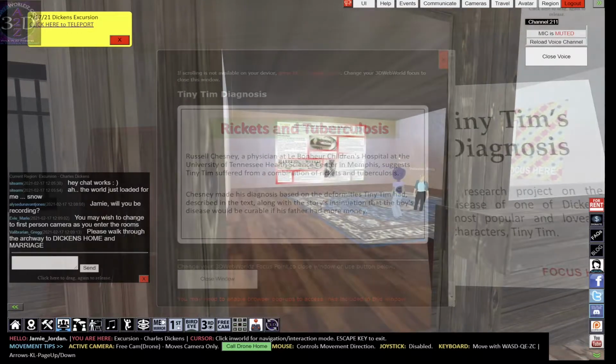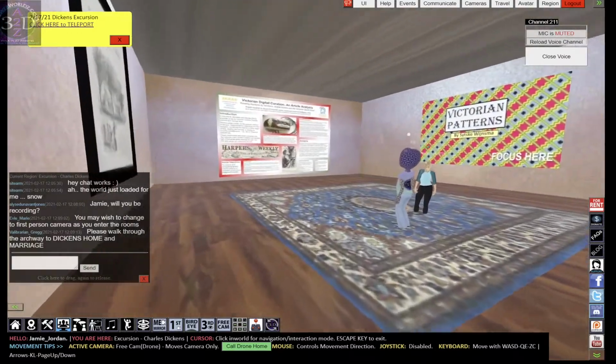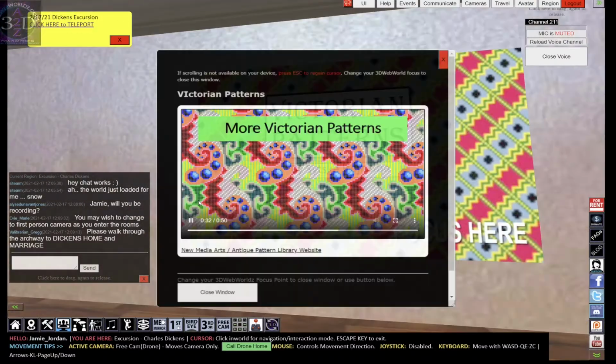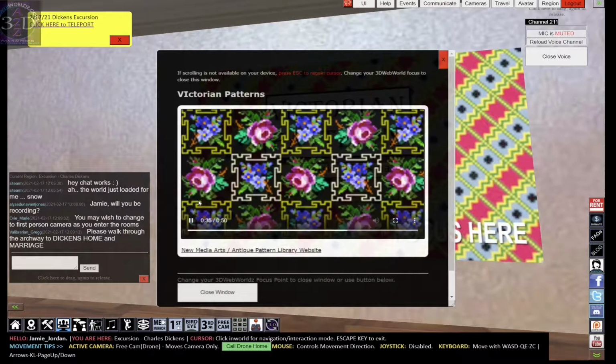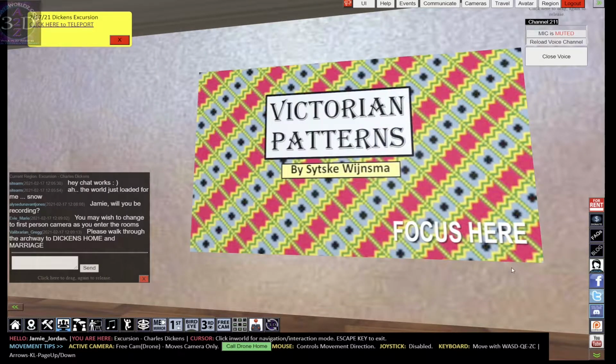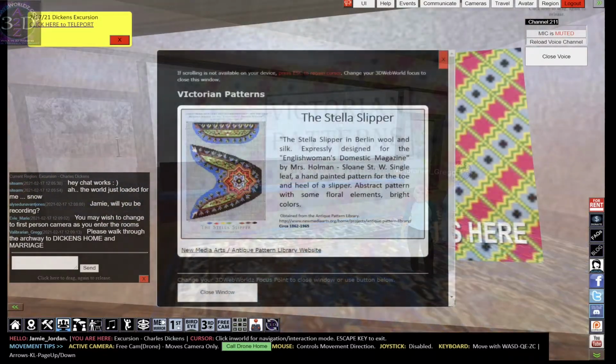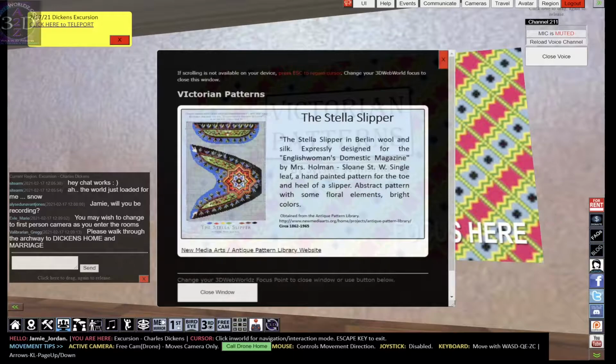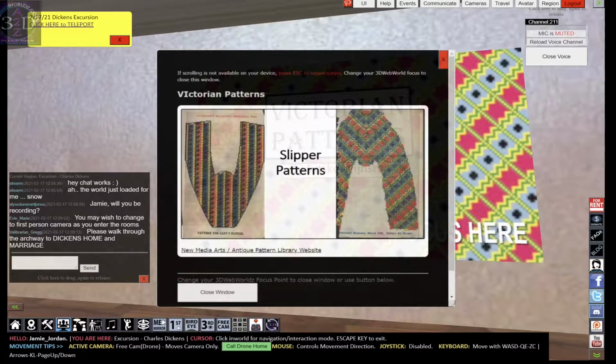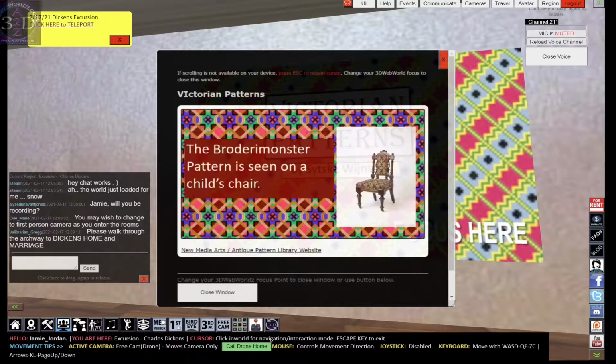Finding patterns that are authentic to the historical simulation period is important. That's what we have done here with these patterns: found patterns for costumes, for furnishings. You'll even see an example of a little ottoman that has a particular pattern, or slippers that are embroidered that are authentic from this time period that we got from the Antique Pattern Library.